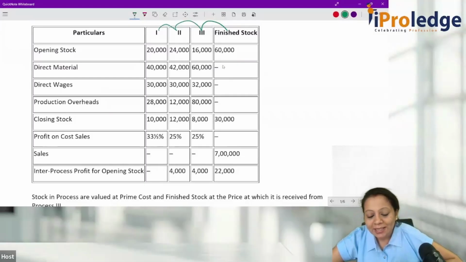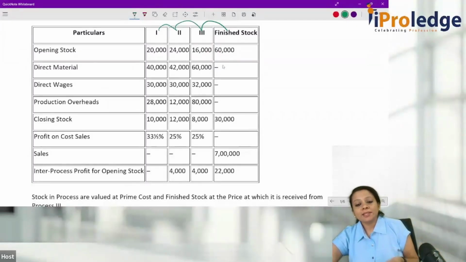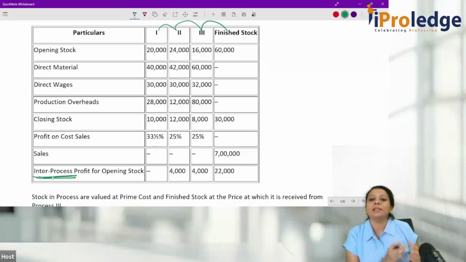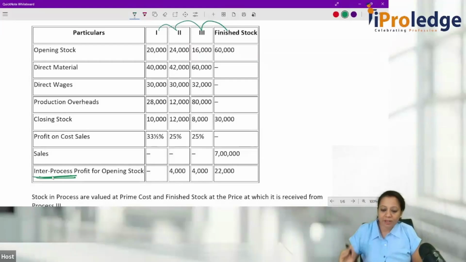So then, inter-process profits. How will they communicate this? They will communicate it subtly. They will not give in the heading that it is inter-process profits. So always look out for these words. Inter-process profit means we have to do it in the method that we are going to do now. Process account format only, no change in the format. But one more column, a profit column, we will have. What is inter-process profit?